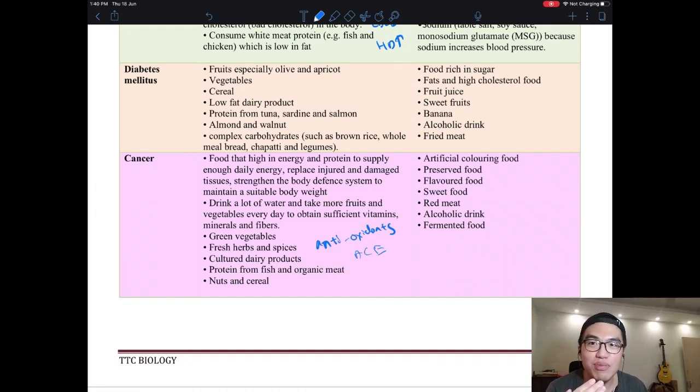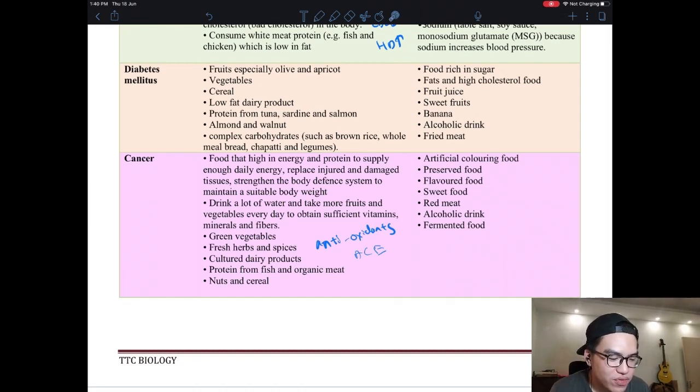Instead, the bad stuff will go and damage them instead of your body cell. So they are like a suicide warrior. Okay, so this is how they work actually. All right, so what should you avoid? Okay, how should you prevent cancer?